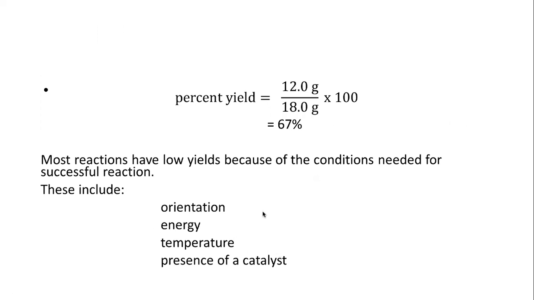And again, most reactions have a low yield because of the conditions needed for a successful reaction. We're going to talk about some solution chemistry in our next lecture, and we'll talk about why some reactions are low yield. But just know that some of the reasons why we get low yield are due to chemical orientation. Again, we talked about the amount of energy that sometimes needs to go into these reactions. The temperature may not be right for the reactions to be completely successful. And also, we might need a little bit of help or the presence of a catalyst.